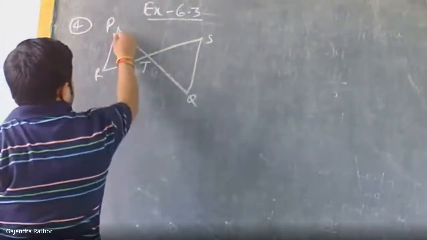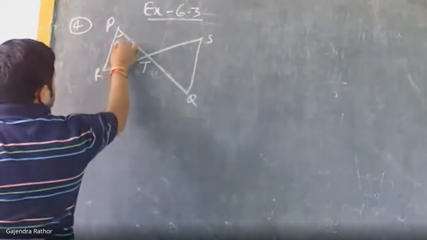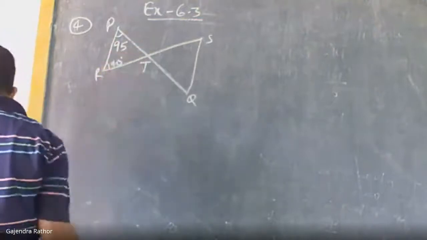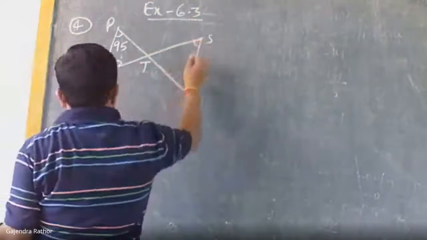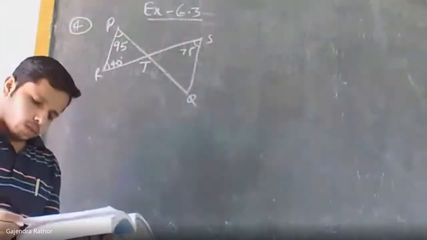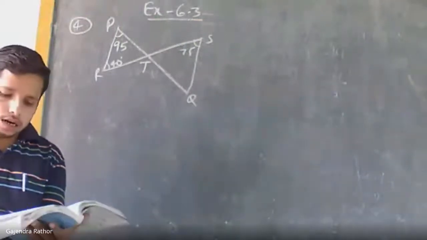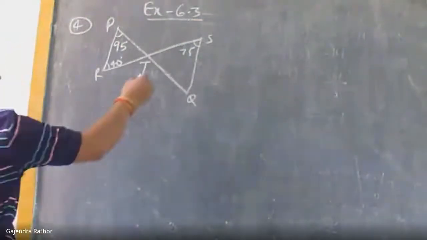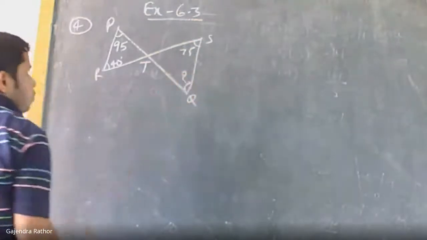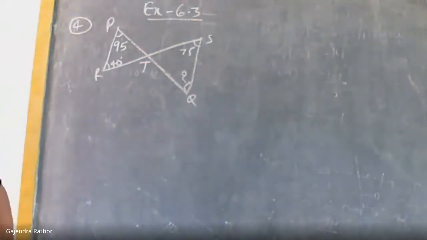Some angles are given. This angle P is 95. This R is 40 degrees. Now S is 75. We have to find the angle SQT. SQT, this angle we have to find.